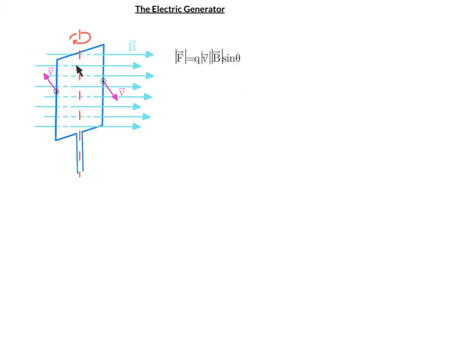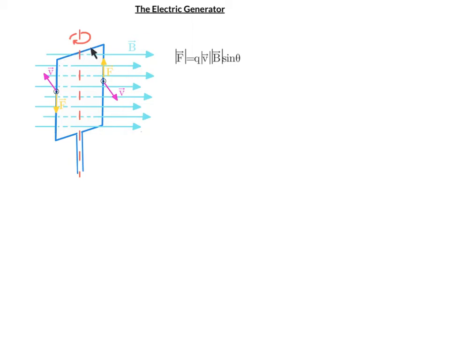Now, since this thing is rotating, the angle theta will also change constantly. When we try to find the direction of the force, we apply the right-hand rule: place our hand in the direction of velocity, bend fingers in the direction of the magnetic field, and the thumb will go in this direction. For the other side of the loop, the velocity is going in that direction, the magnetic field is to the right, and the force will be down. So we have positive charges going down here, and positive charges going up in that direction.